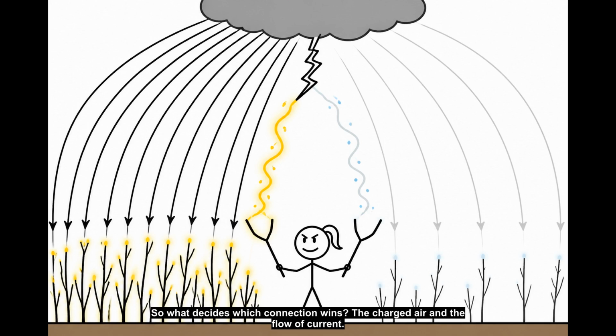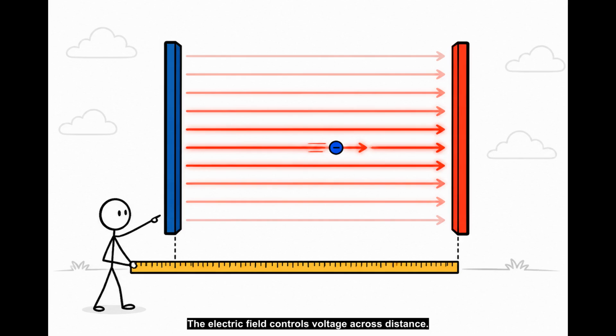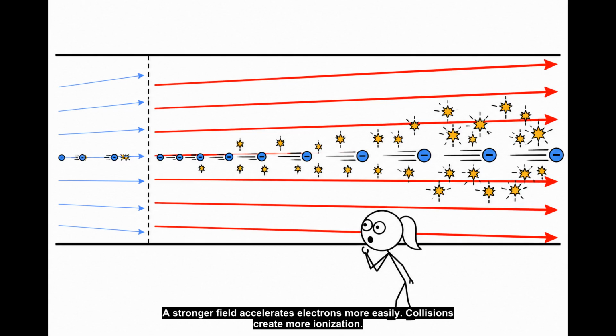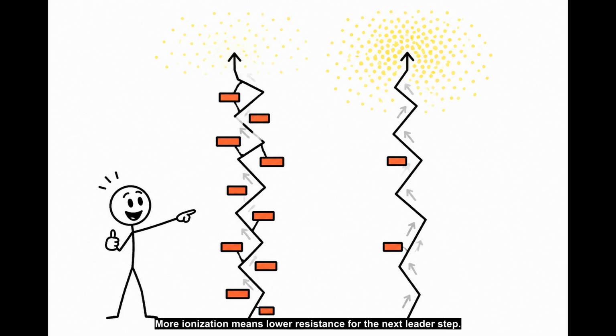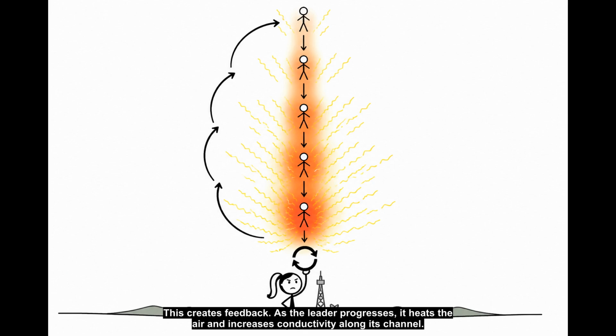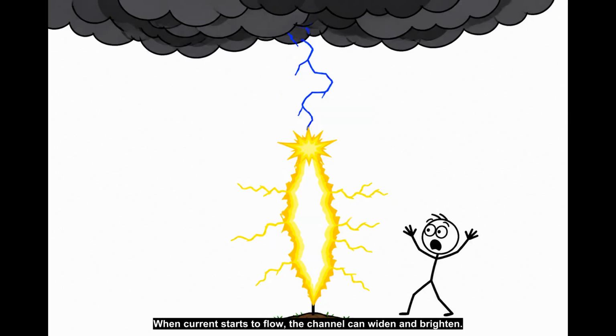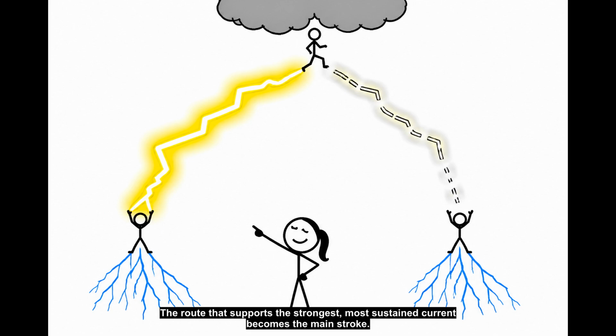So what decides which connection wins? The charged air and the flow of current. The electric field controls voltage across distance. A stronger field accelerates electrons more easily. Collisions create more ionization. More ionization means lower resistance for the next leader step. This creates feedback. As the leader progresses, it heats the air and increases conductivity along its channel. When current starts to flow, the channel can widen and brighten. The route that supports the strongest, most sustained current becomes the main stroke.